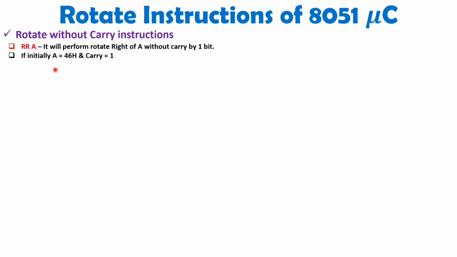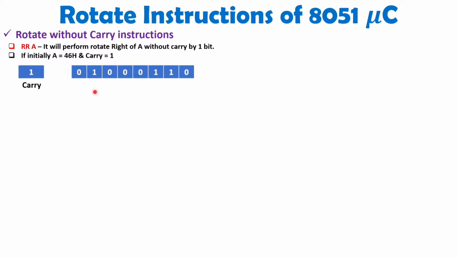Here my dear students, for example, if the accumulator contains 46 hex and initially carry is equal to 1, then let me explain how rotation will happen. So you see A is 46 hex, so 4 means 0100 and 6 means 0110. So that is the accumulator content, and this is carry, that is initially 1.